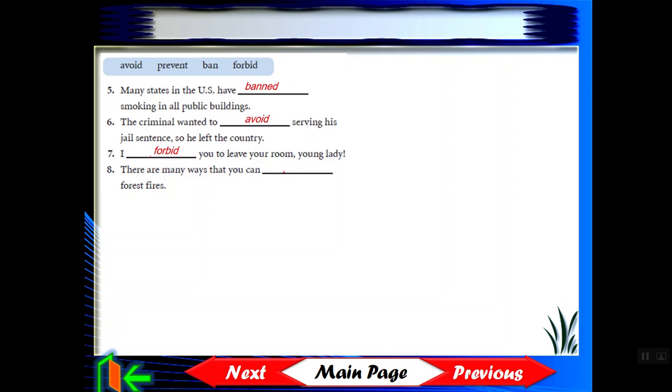The last one, there are many ways that you can prevent forest fires. Forest fires, of course, you hear in the news and you read about forest fires where there are forests, of course. Maybe arsonery, some people on purpose, they do that, or just by the hot weather, especially in summer.